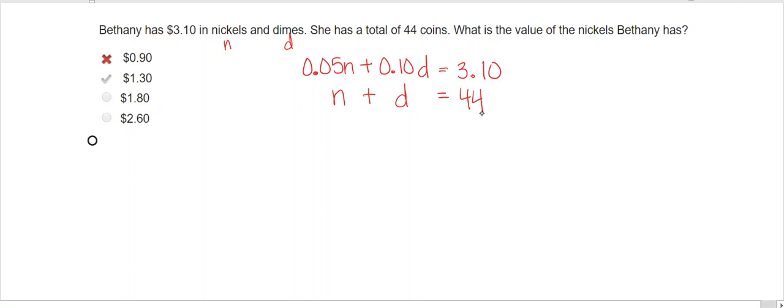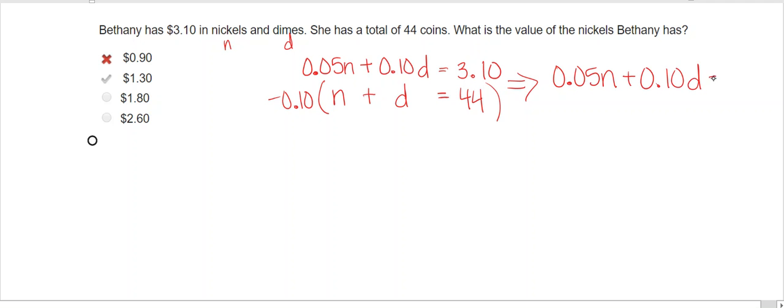Again, we need the opposite coefficients, or the same coefficients to have opposite signs. So that would be either multiplying the bottom by negative 0.05 or multiplying the bottom by negative 0.10. I'll just do negative 0.1 because that number is just a little bit easier to work with. So my first equation doesn't change, and sometimes that happens too when you solve a system. You just need them to have opposite signs on the coefficients.